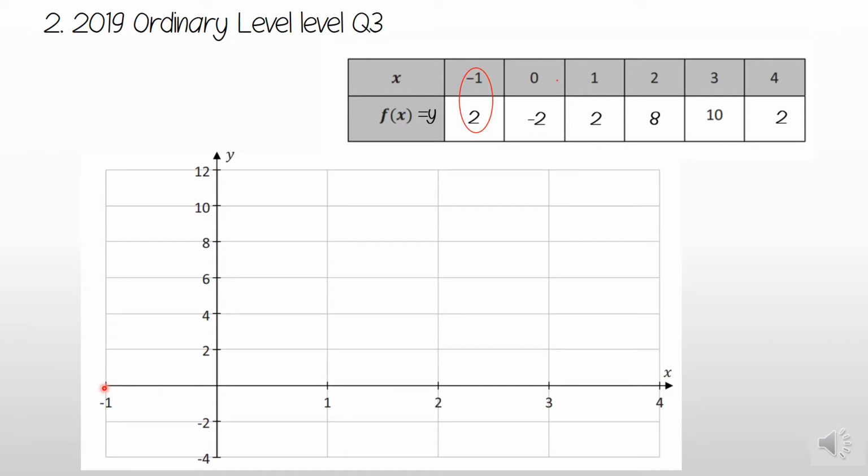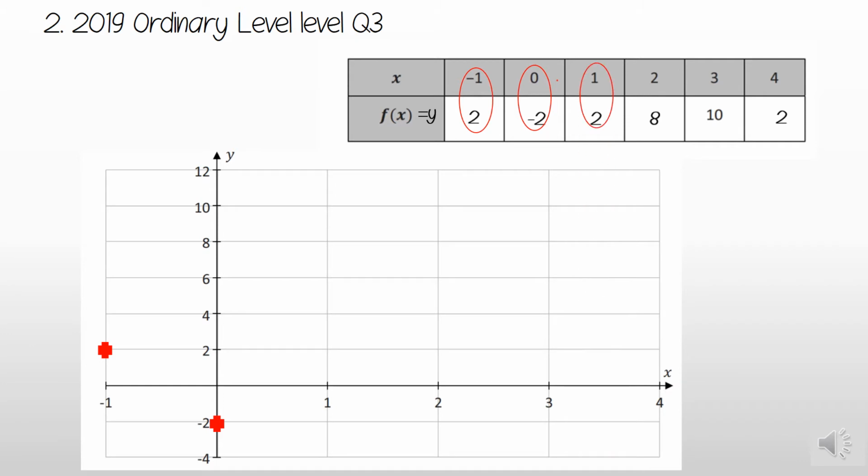And then 2 in y, it's here. So we're going to have a point there. And then the next point is 0 in x, and then minus 2 in y. So we're going to go 0 in x, and then minus 2 in the y direction. So this is the y direction, the x direction. So 0 in the x direction, we don't move from the origin. And then minus 2 in the y. So here, put a point there.